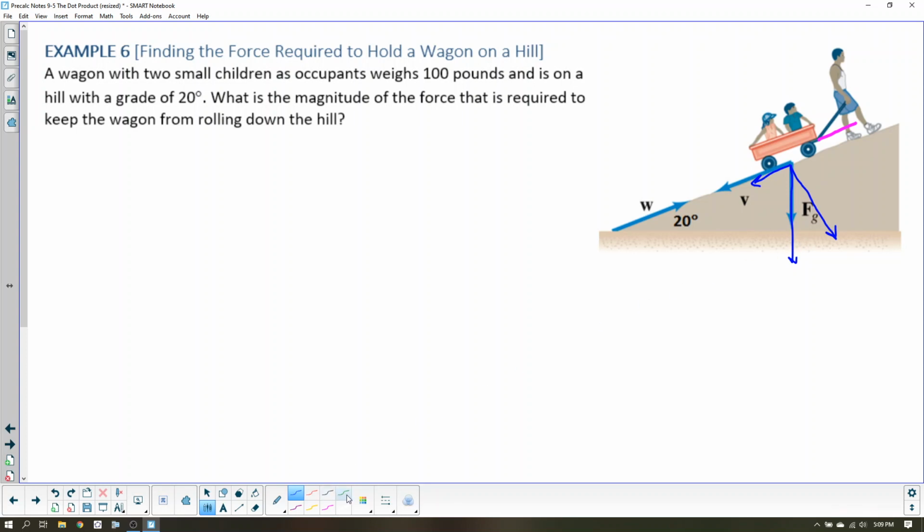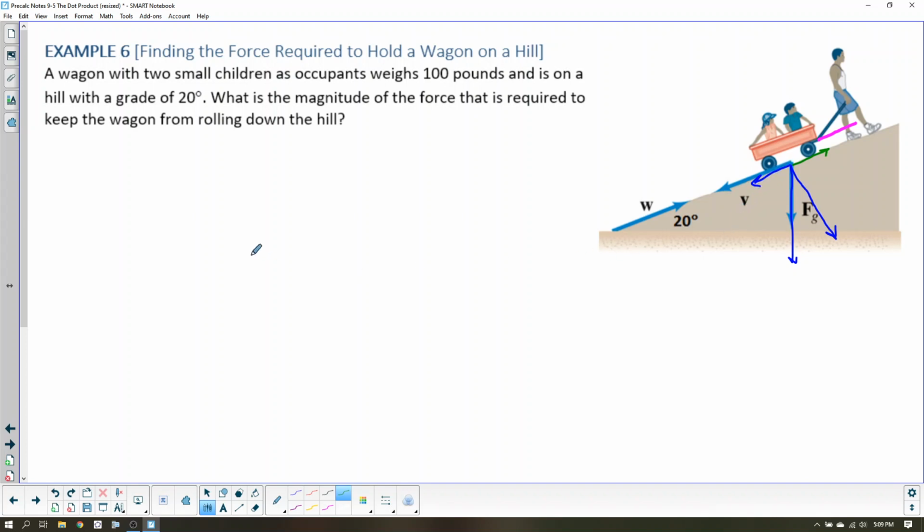Now, the problem says to find how much force it takes to keep pulling it up the ramp. Well, here's the idea: this is how much force is pulling it down the ramp, so the force that we have to pull up the ramp is the exact same vector pointing in the opposite direction. So if we can find the magnitude of this vector, then that is how much force it takes to keep it stable, to keep it from going down the ramp. So the goal is just to find this thing right here.